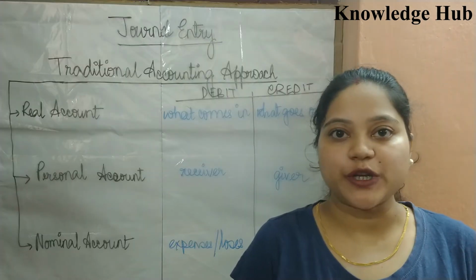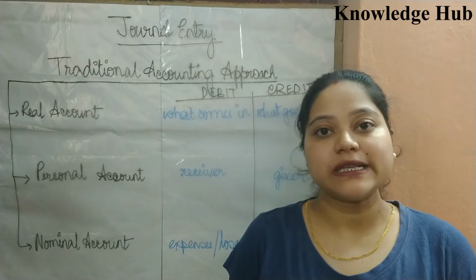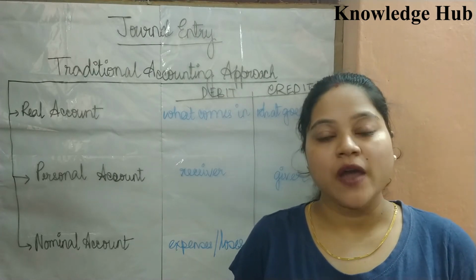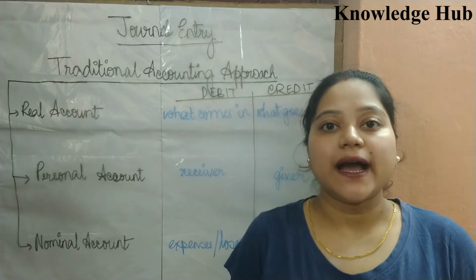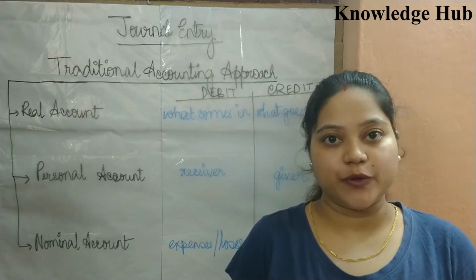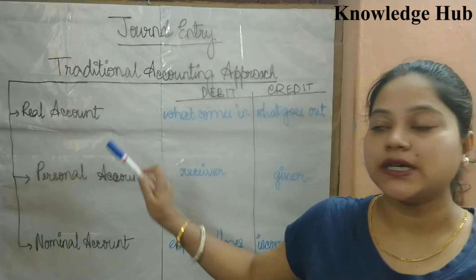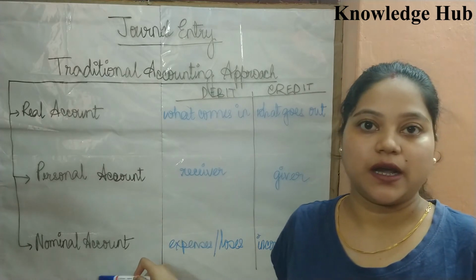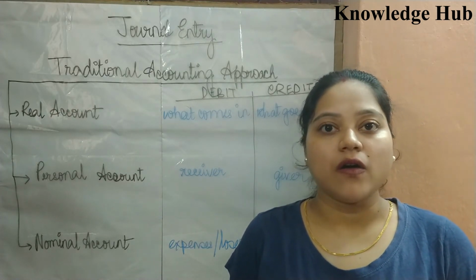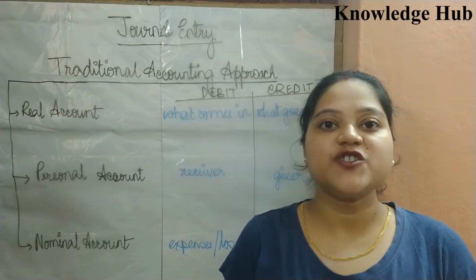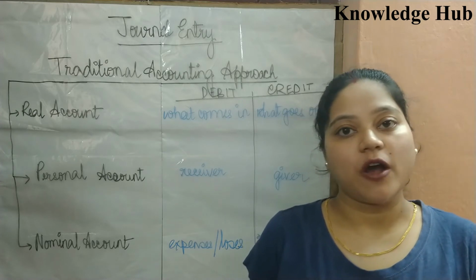So now I am going to move into the traditional approach of accounting. We have previously learned the modern approach of accounting where the accounts were classified into 5 types. But in the traditional accounting approach, the accounts are classified into 3 types: real account, personal account, and nominal account. Real accounts refer to those things or the accounts of those which can be measured in terms of money. Let me give an example of real account.